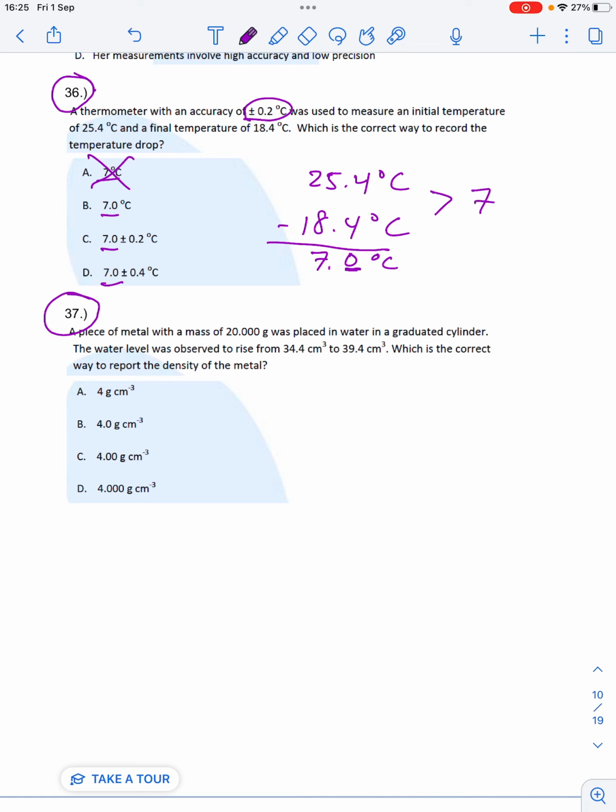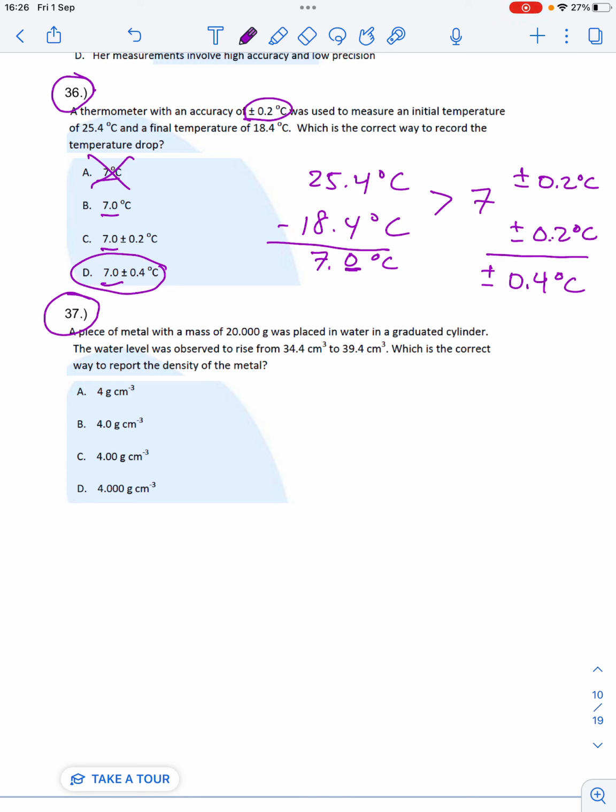But really, now we have to think about the uncertainty rules. So if each of these temperatures was plus or minus 0.2, whenever we use 2 values with uncertainty in calculation, we want to add those uncertainties together. And since we're doing subtraction, there's no change in unit, we can just combine them and add them together as 0.4 degrees Celsius. So that's going to be our answer. So we're following our uncertainty rules here. When subtracting, we can simply add the two uncertainties together to get the total uncertainty.